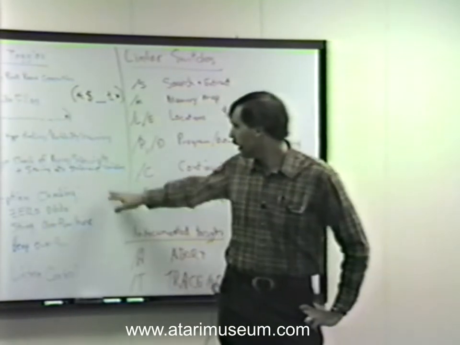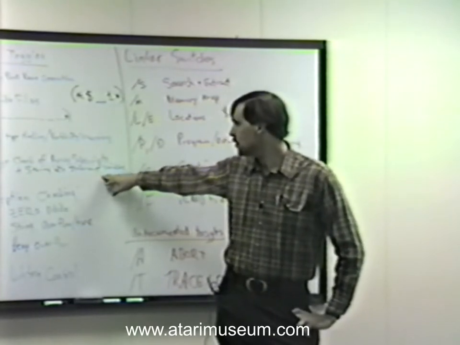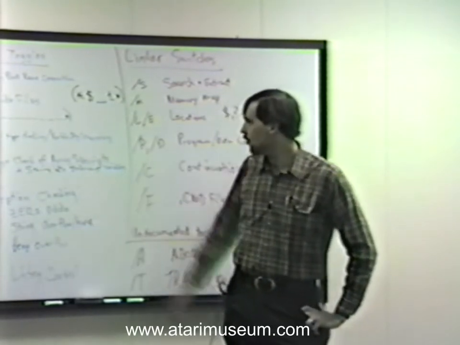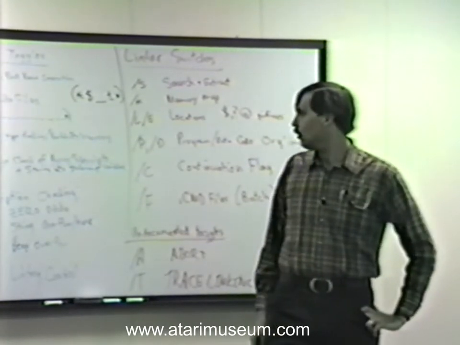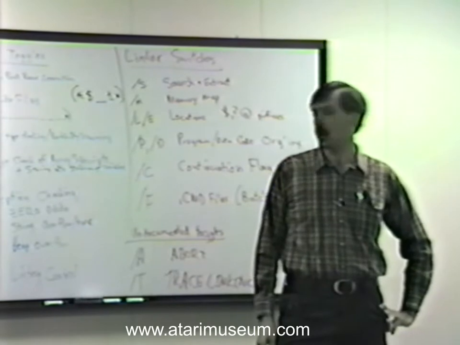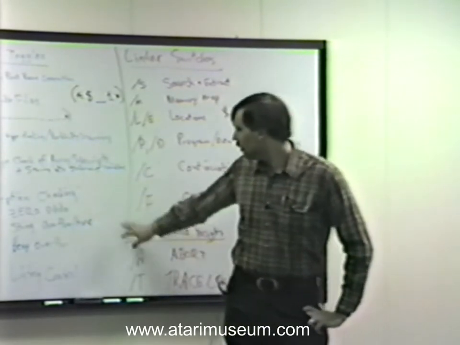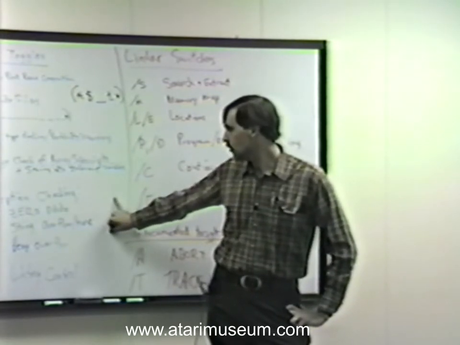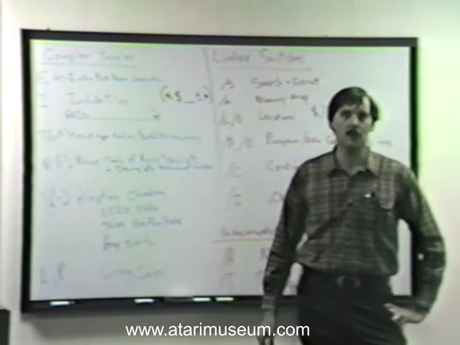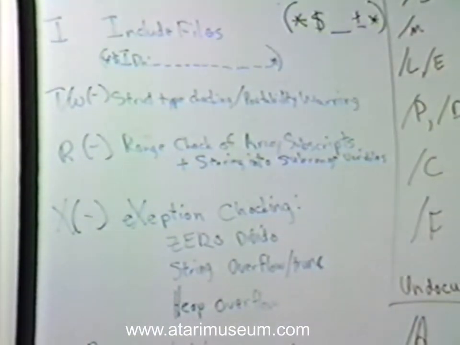Another toggle we have here for checking is range checking of array subscripts and storing into subrange variables. And the default here is minus, that is, it relaxes this checking, does minimal checking. And then the last toggle relating to checking during compilation is the exception checking, which checks for zero divide, string overflow or truncation, and heap overflow. And the default here again is minus, that is, it's relaxed.